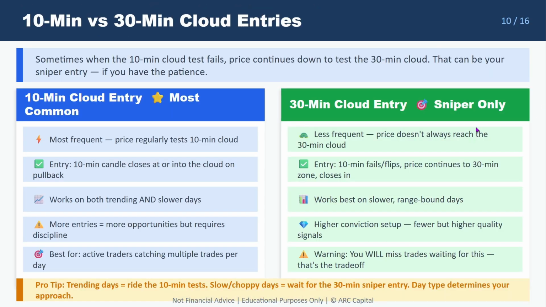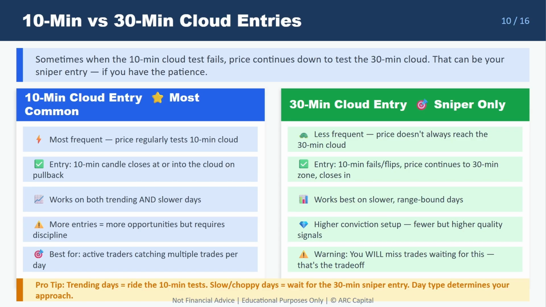You want to go over 30-minute cloud test versus 10-minute? Yeah, that's my bad. Looking for setup versus 30-minute cloud entry. So sometimes when a 10-minute cloud test fails, price continues down to the 30-minute cloud test. That can be your sniper entry if you have the patience. So if you're looking to enter something on the initial 10-minute test, but you recognize that selling around that 10-minute test is pretty significant and ends up breaking through the cloud as you're looking to enter, flip to the 30-minute time frame and look at where that 30-minute EMA is, that 30-minute cloud is.